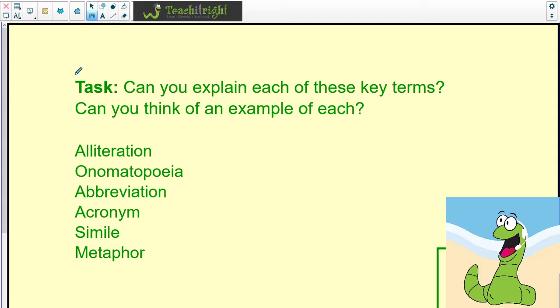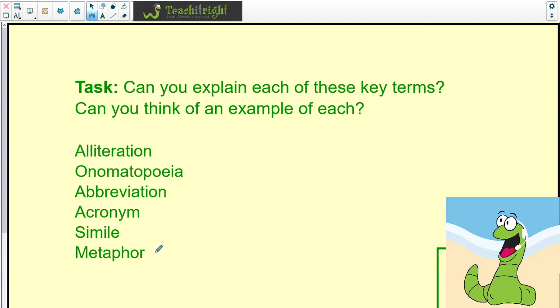So we are going to be focusing on key terms, key literacy devices. These often come up in comprehension activities, and they are really important that we do know them. So we've got them listed down here: alliteration, onomatopoeia, abbreviation, acronym, simile, and metaphor.